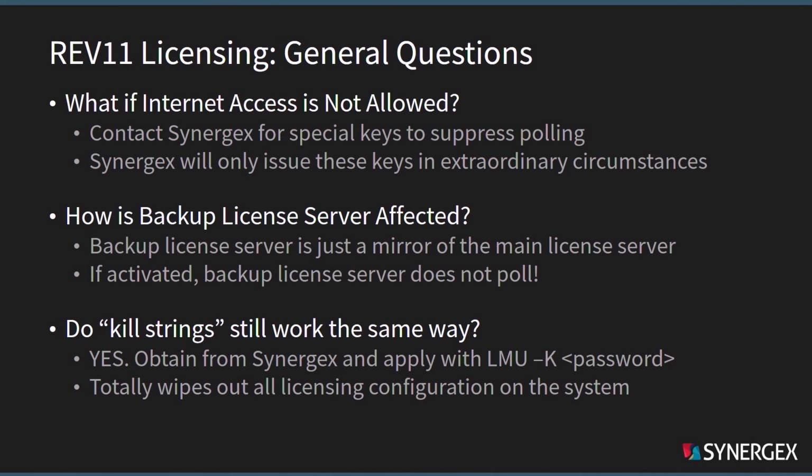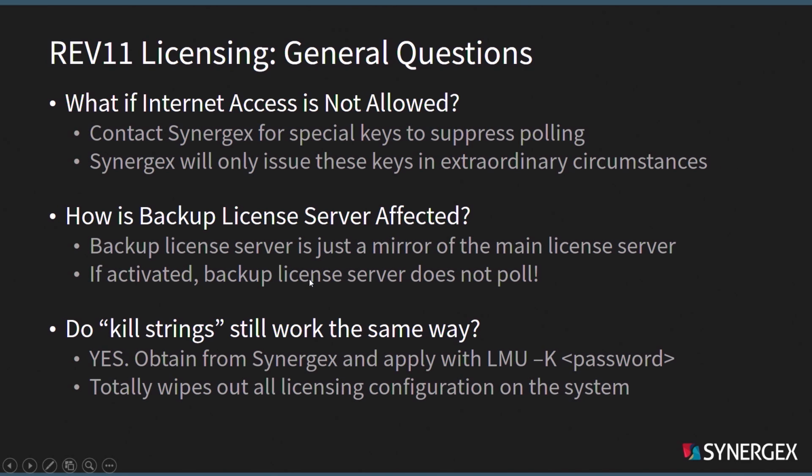How is backup license server affected? Backup license server is not affected at all. It is simply a mirror of the main license server. If your backup license server is activated and therefore is in use right now within your organization, it does not do polling. So the polling to the cloud service is from your primary license server. Your backup server is just a backup in case the primary goes down, but it does not do the polling. So you need to get that primary license server back up and running ASAP.